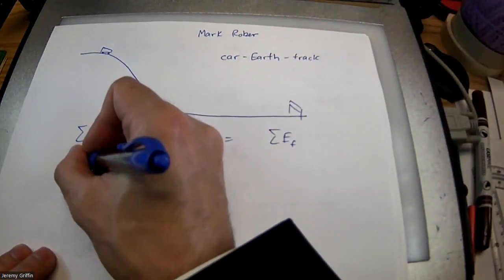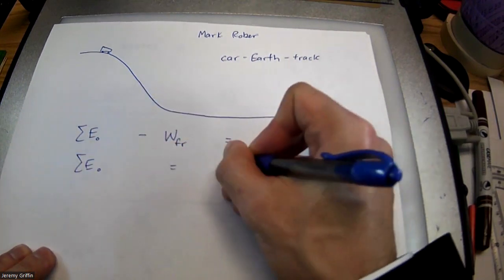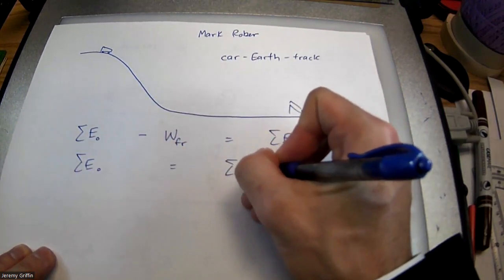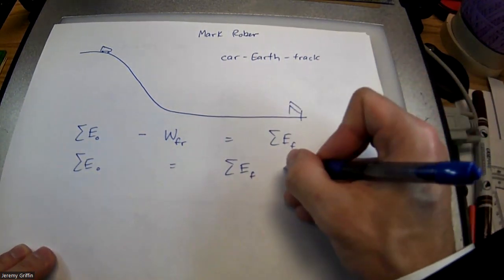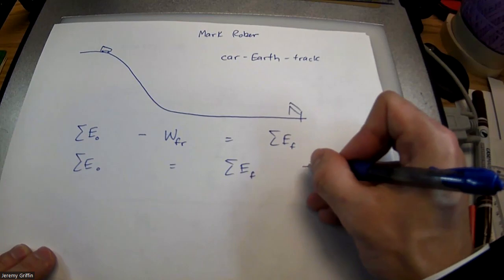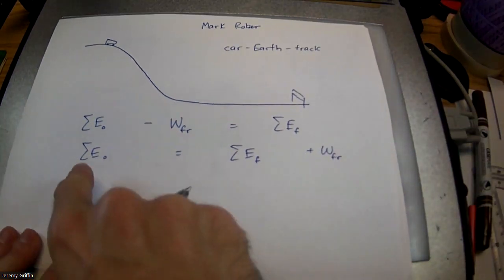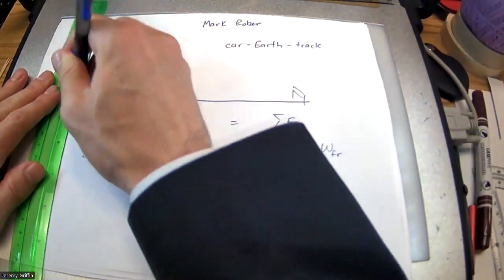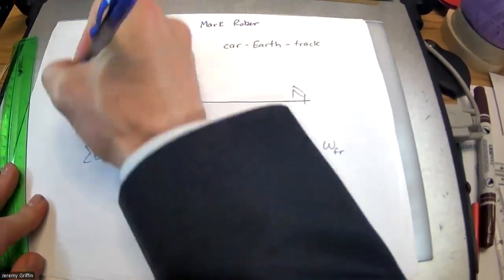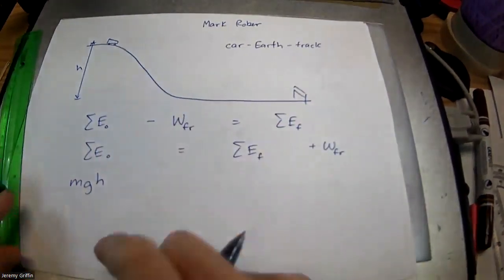So I'll say this: sum of energy initial is equal to sum of energy final in the system, also including plus work done by friction. I'm just going to add it over, to think of it like a closed system. So what kind of energy did this car start off with? Gravitational potential energy. This is all mgh.